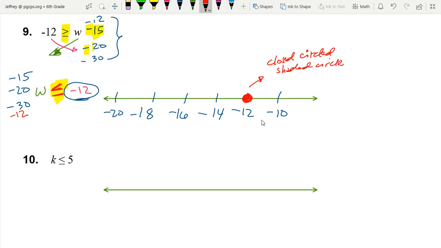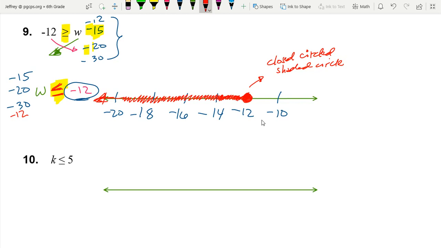Okay? So -12 is part of our solution. So we also mark -12, and it points to the left. We shade the left side of the number line. This shows that all these shaded portions are the possible solutions of your inequality. So W could be negative 18, it could be negative 16.